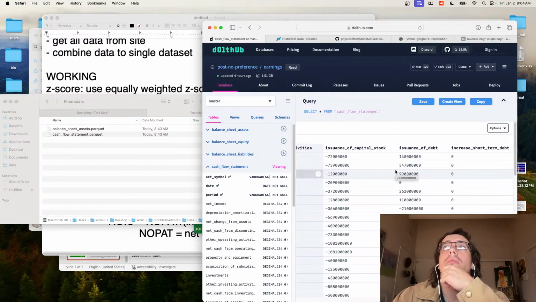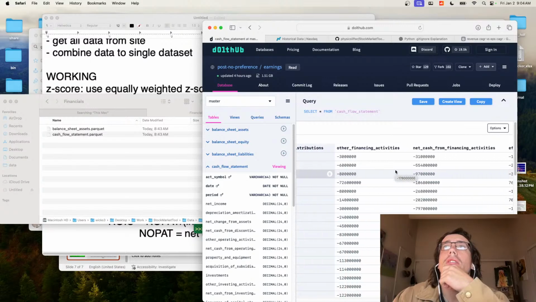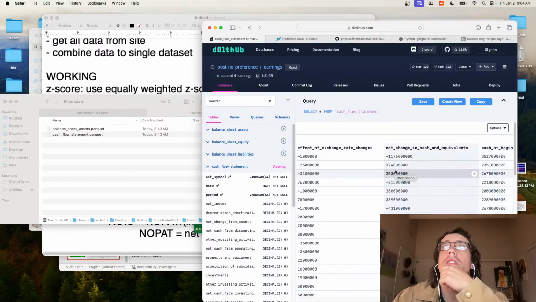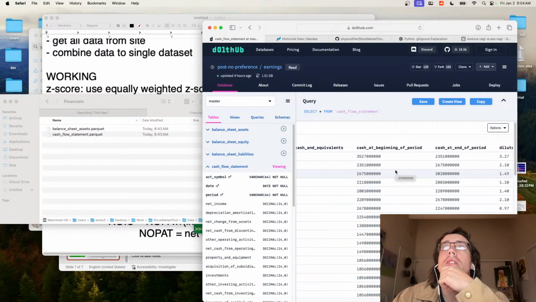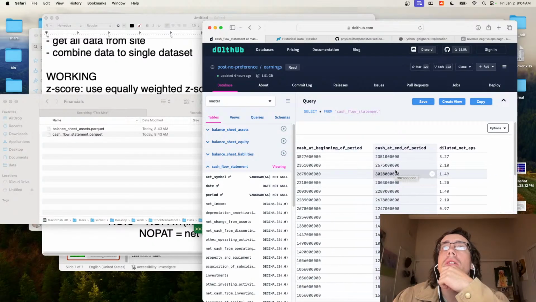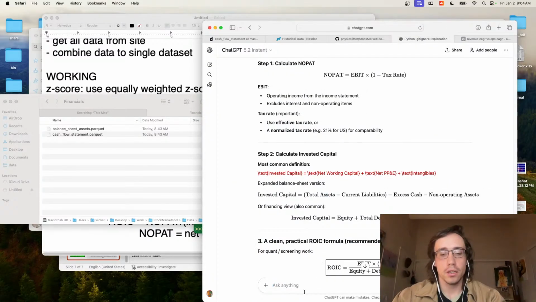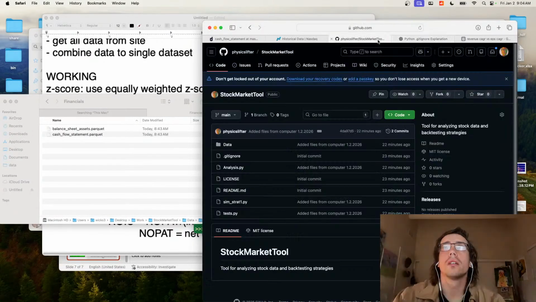Net operating profit after tax. Do they have it? Net operating profit after tax. Is that just end minus beginning? Is NOPAT just net operating profit? How do we find that?